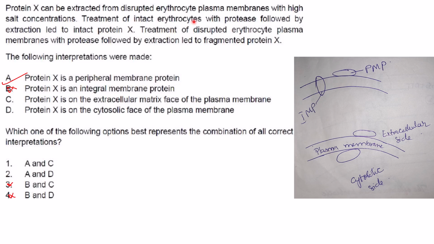When he used intact erythrocyte with protease treatment, he got intact protein X upon extraction. But when he treated disrupted erythrocyte, with the plasma membrane made into pieces, followed by protease, this got exposed and disrupted by the protease, and you got fragmented protein X. So that shows it is on the cytosolic side. That makes option C wrong and option D correct. So the answer here is option 2. Option 1 is not correct.